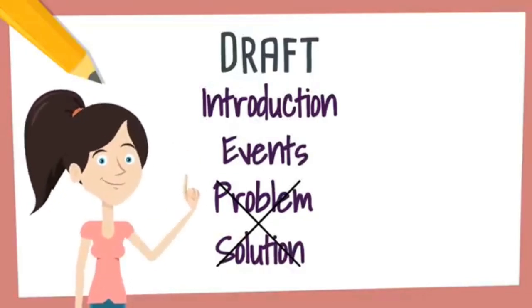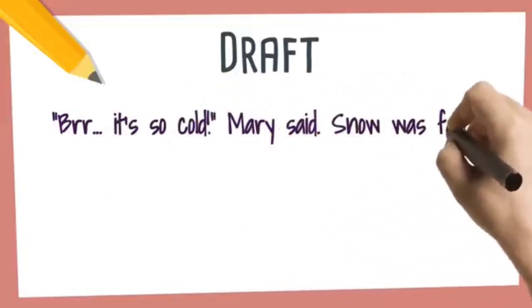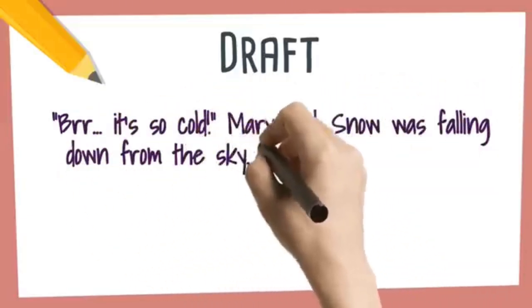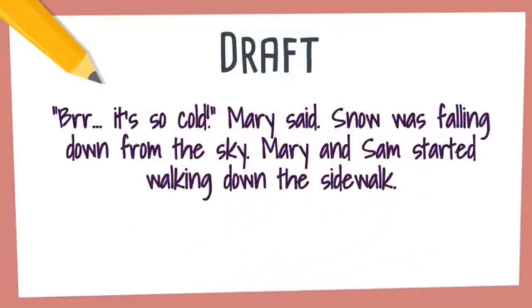So let's get started. Brr, it's so cold, Mary said. Snow was falling down from the sky. Mary and Sam started walking down the sidewalk. There we go, just a couple of normal events to build up to the problem.